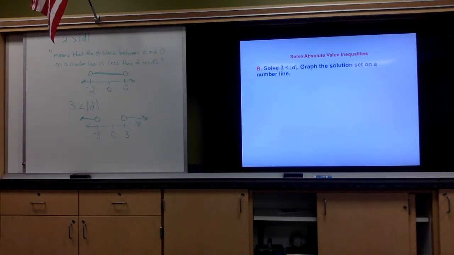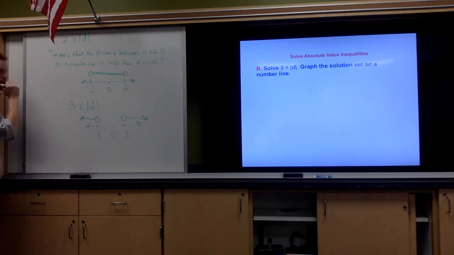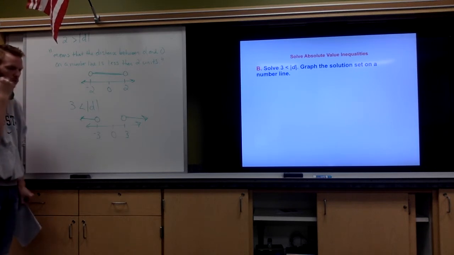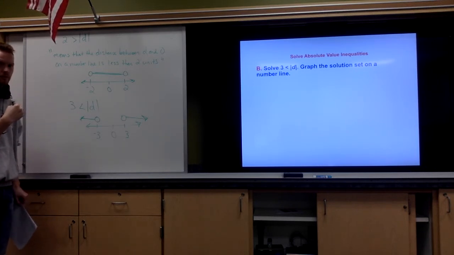Okay? I really hope me writing this down is making the visual easier to interpret. Okay? And keeping in mind, there's more than one solution to an absolute value, possibly, depending on the equation itself.